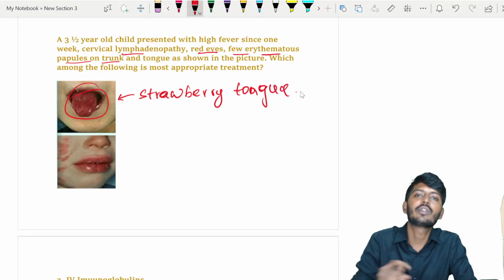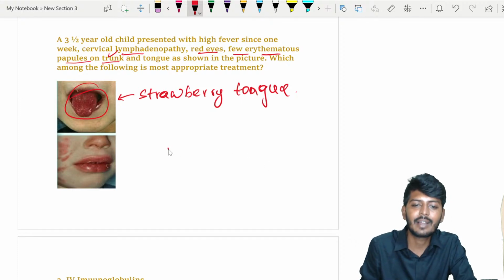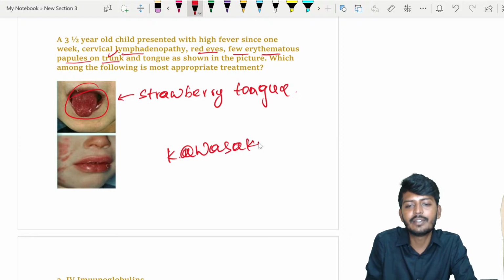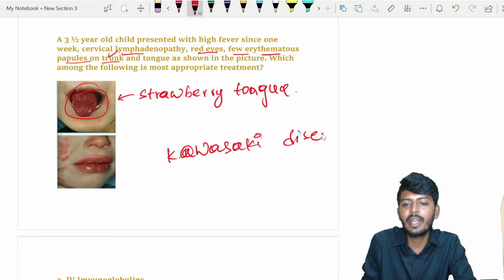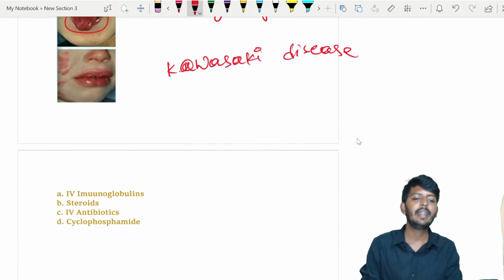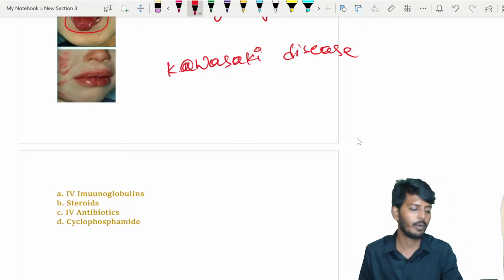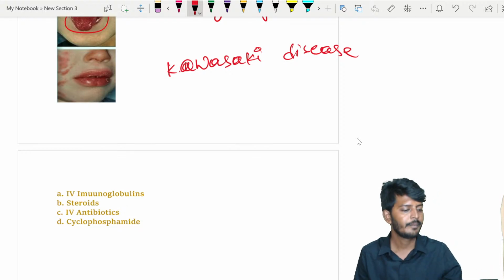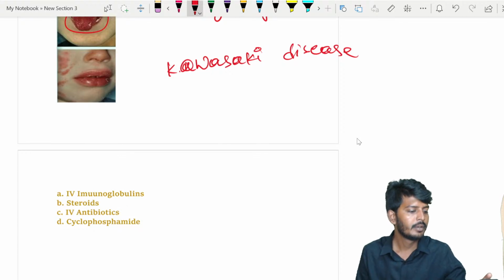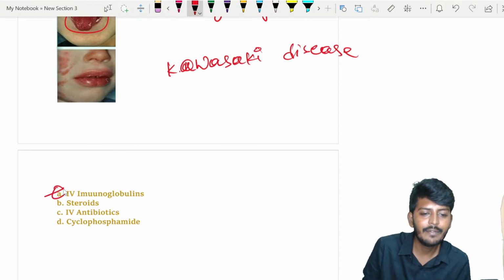Strawberry tongue. If there is a strawberry tongue, what is the disease? And also lymphadenopathy is there. This is a case of, my dear student, Kawasaki disease. Then what is the treatment for this child? The options are IV immunoglobulins, IV steroids, IV antibiotic, IV cyclophosphamide. What will be the answer? Quickly tell me. So we are going to give this child IV immunoglobulin.